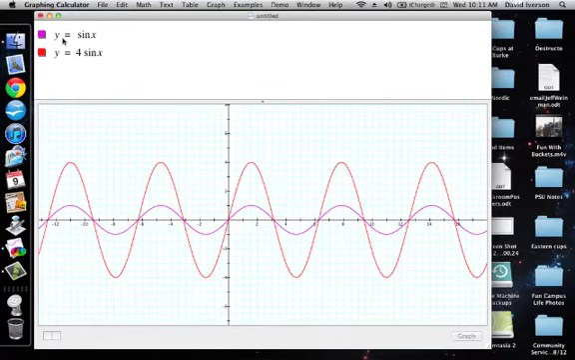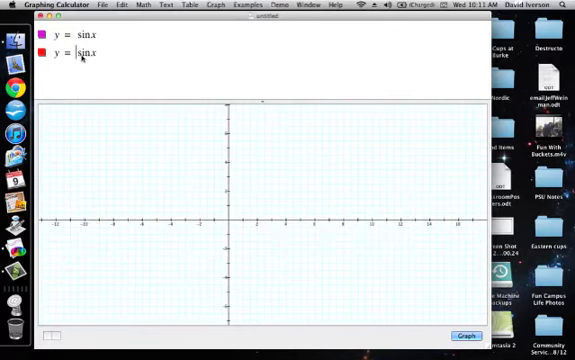That's what I can do to stretch it vertically: multiply out front by 4. What can I do to stretch it horizontally?